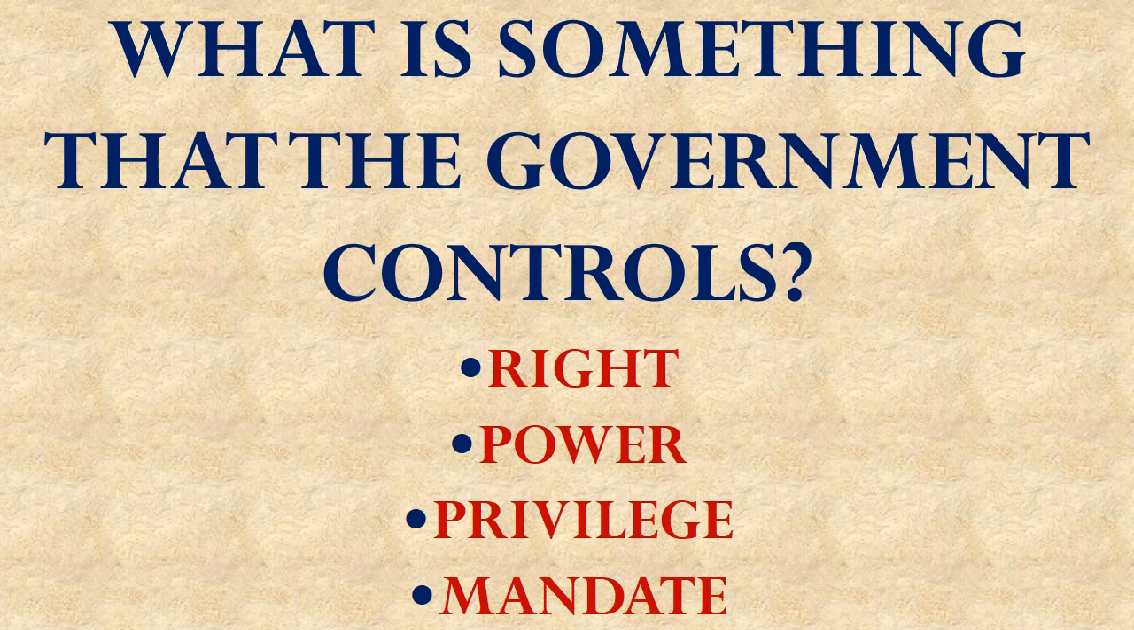What is something that the government controls? Is that called a right? Is it called a power? Is it called a privilege? Or is it called a mandate? If the government controls the thing, we call it a power. So remember, these are two sides of the coin. If the individual controls it, they're the one making the decision, we call it a right. If the government controls it, they're the ones making the decision, we call it a power.